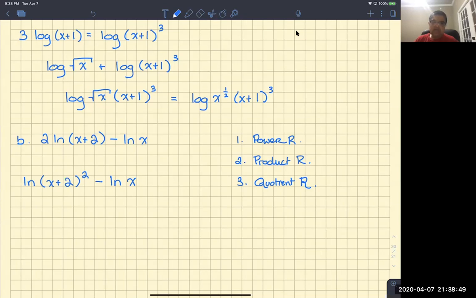So the last rule is the quotient rule, used when I have logs of the same base subtracted from one another. Well, I do have that here. I have the natural log of (x plus 2) squared minus the natural log of x. And the quotient rule says that I can rewrite this as the natural log of (x plus 2) squared over x. Okay. And that would be my final answer.